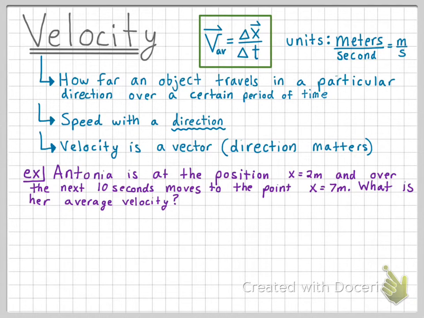Let's do an example. Antonia is at the position x equals 2 meters, and over the next 10 seconds moves to the point x equals 7 meters. What is her average velocity?